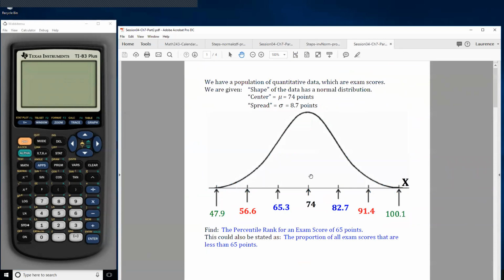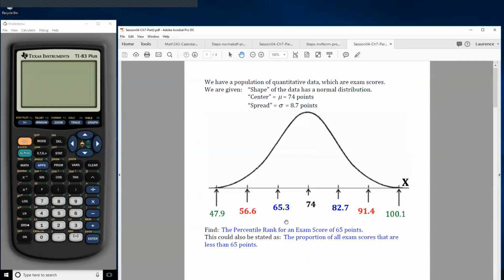As always, they're saying find the percentile rank for an exam score of 65. Well, I'm hoping you remember what a percentile rank is, because we were just talking about it a little while ago. The percentile rank tells you the proportion of the population that's below a data value. So they're giving me a data value, and they want me to find the area to the left. So 65, is that an area under the curve or a point on the number line? Well, it's a data value, so hopefully you know that is a point on the number line.